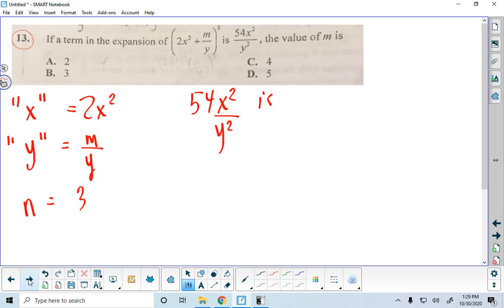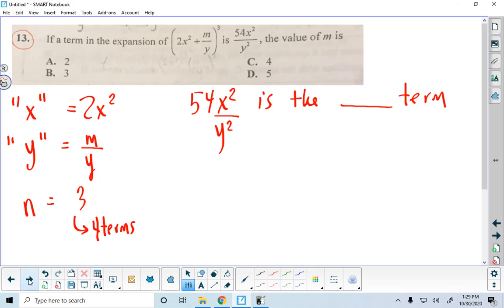And I'm going to put is the blank term, because it turns out the only way that we can figure out the answer to this question, which is what's the value of m inside of the binomial, is if we know which term number 54x squared over y squared is. So for example, is 54x squared over y squared the first term in the expansion? Or is it the second term? Or is it the third term? Or is it the fourth term? And I'm only asking up to the fourth term because if n is 3, what this n equals 3 is telling you is you are going to have 4 terms.